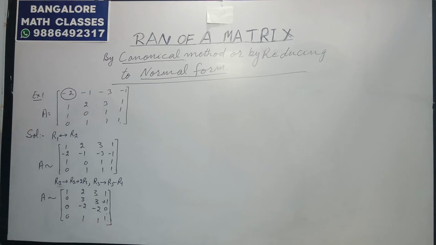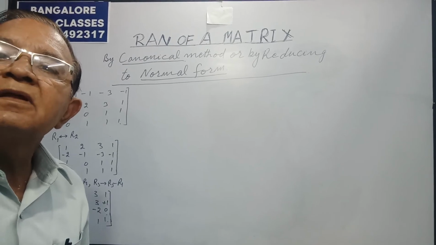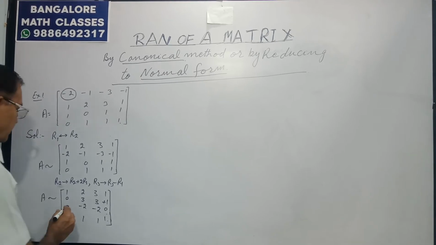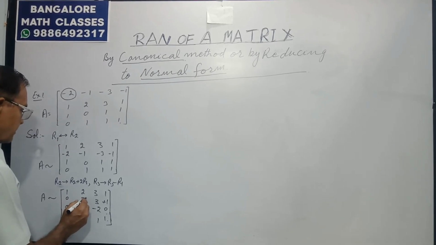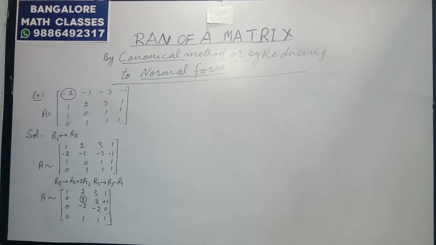So like that you can get the first column as 1, 0, 0. See the next one. Now we want a leading entry in the second row, and this has 1. So again I have two ways. One is to multiply all the entries by 1/3, but then fractions will come, and you can make mistakes while adding and subtracting. So it is better to convert.